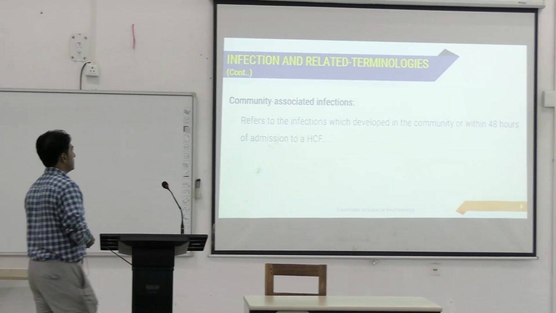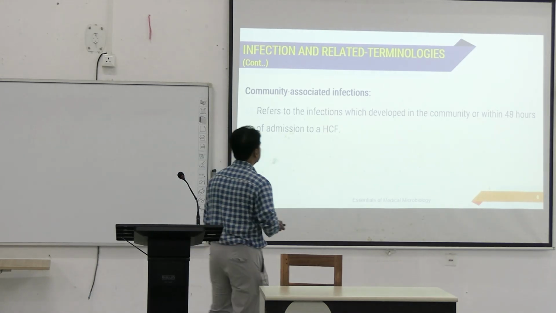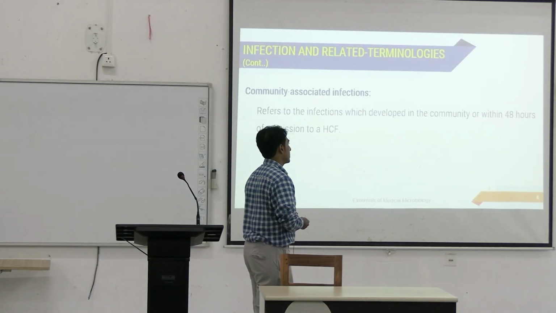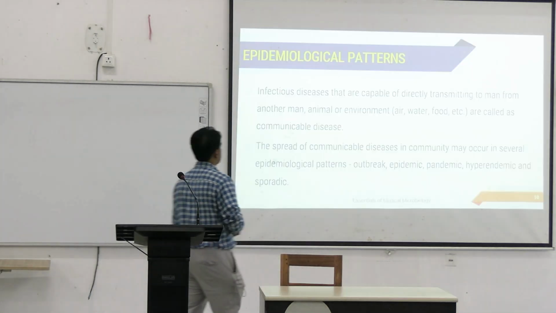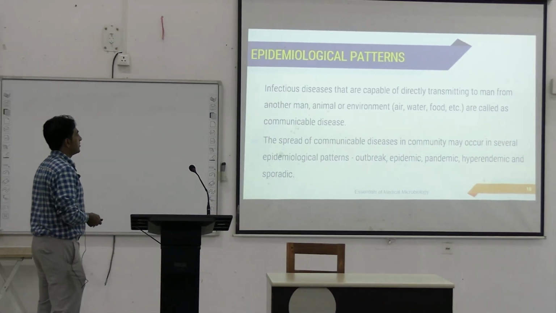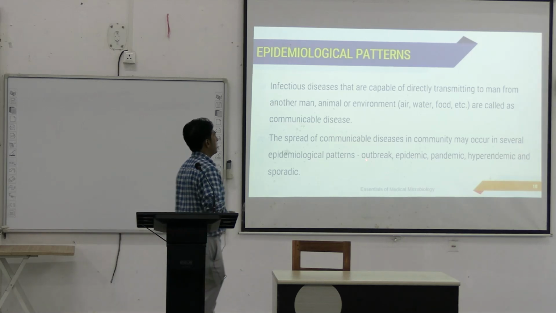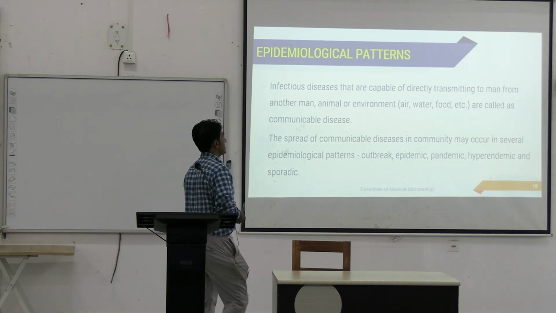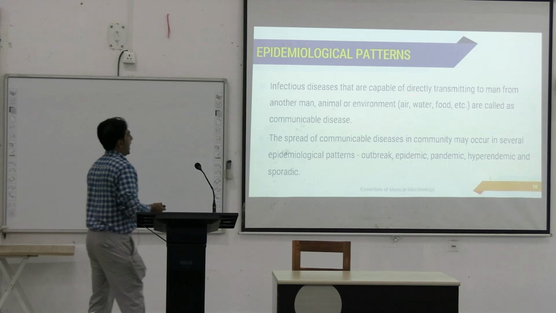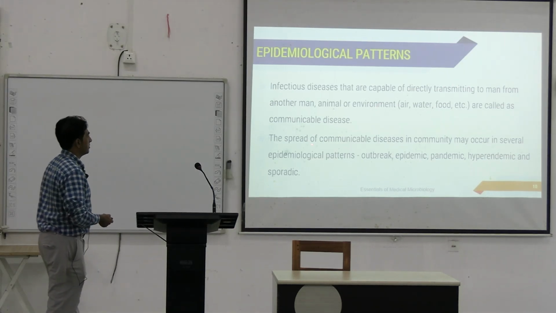Community acquired infections. This refers to infections which develop in the community or within 48 hours of admission into a healthcare facility. What are the epidemiological patterns? Infectious diseases that are capable of directly transmitting to a man from another man, animal or environment are called as communicable disease. একটা ম্যানের থেকে ম্যান হচ্ছে বা অ্যানিমাল or environment থেকে হচ্ছে communicable disease.